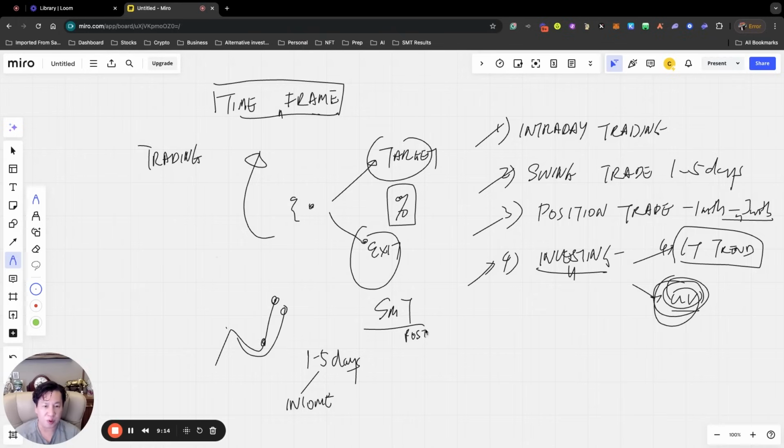Position trade, we have two types. One is what we call swing weekly. This is a weekly swing that is about a 1 month trade. Then we have what we call position daily. That is about 3 months or so, 3 months to about 9 months trade.